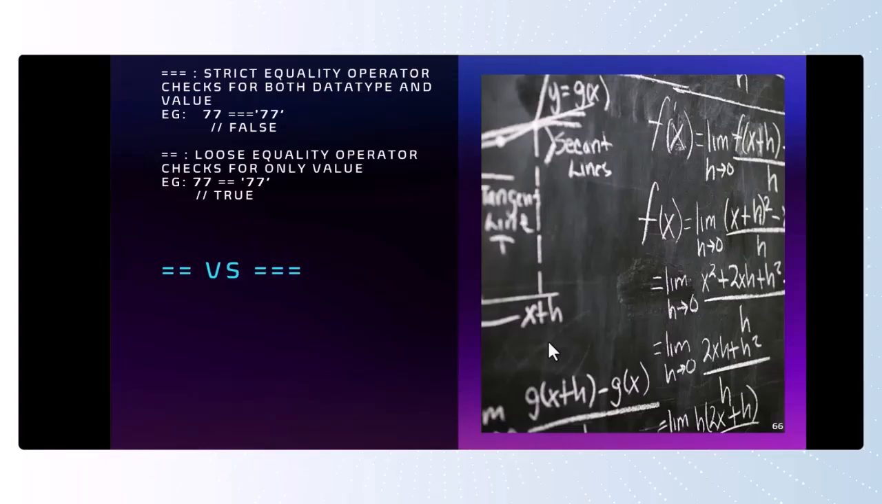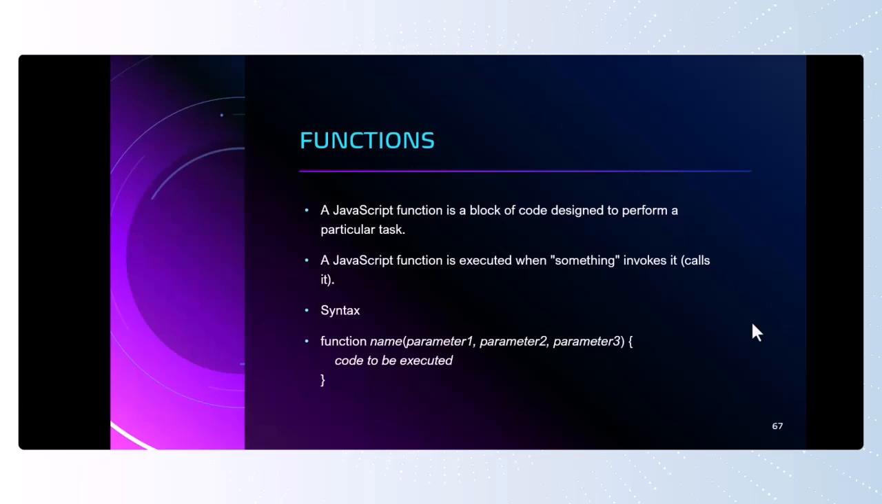So there is a strict equality operator, and this is the stronger way to test things. It's going to check for both the data type and the value. So it would be equals, equals, equals. So 77 does not equal the 77 that's in single quotes. The loose equality operator just checks the value only. So if you did the same thing with double equals, it would evaluate to true because it does not check the data type.